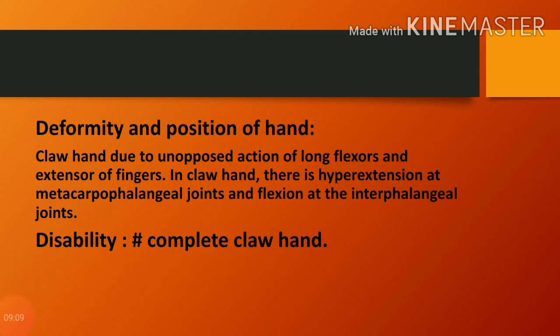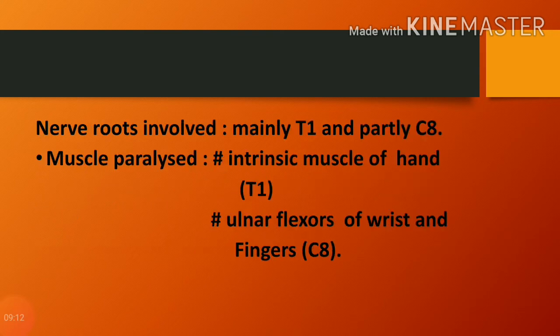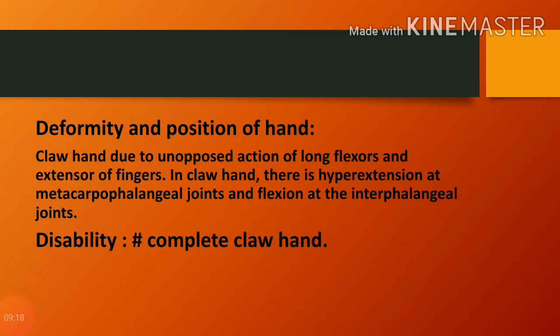Okay, so let's see the deformity and position of the hand. Guys, we have just seen that there is paralysis of the intrinsic muscles of the hand. Then definitely the hand gets some problem. So here we have claw hand, due to unopposed action of long flexors and extensors of the fingers. So how does it look? Claw hand looks like there is hyperextension at the metacarpophalangeal joints, that is between metacarpals and phalanges, and flexion at the interphalangeal joints. And the disability is complete claw hand.